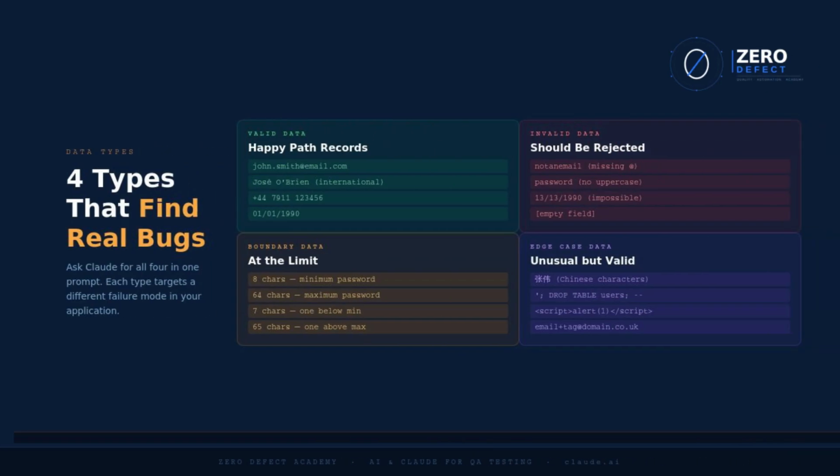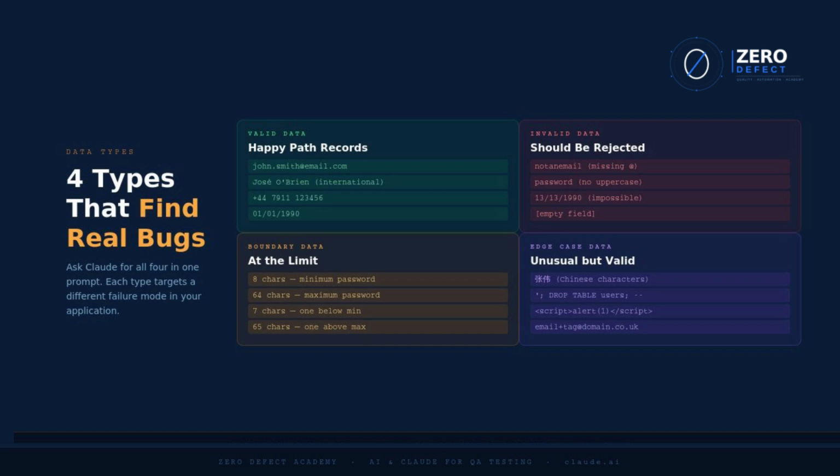Let's talk through the 4 types, because understanding what each one is for makes you a better tester, not just when using Claude, but always. Valid data confirms the system works correctly when everything is right. Invalid data checks that the system rejects bad input gracefully with the right error messages. Boundary data tests the limits, exactly at the minimum, exactly at the maximum, and one step either side. These are the values that break the most code, because developers write conditions like greater than 8 when they mean greater than or equal to 8.